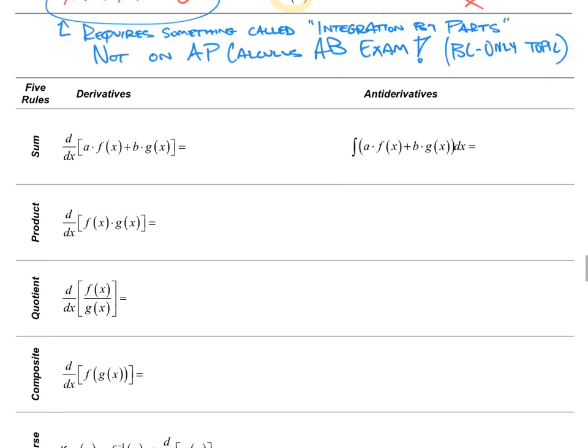We'll start with, this is kind of a combo here of, I list it here as the sum rule for derivatives. But it's also a combo of sum and constant multiplier. So this one would look like this. It's just the sum of those two derivatives times that constant multiplier in front of each. Same idea here with antiderivatives.